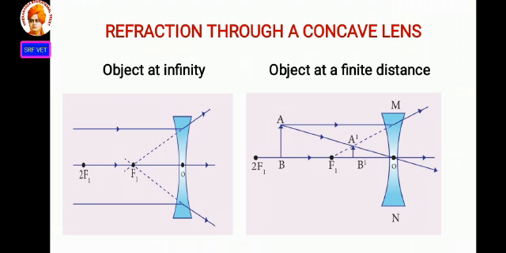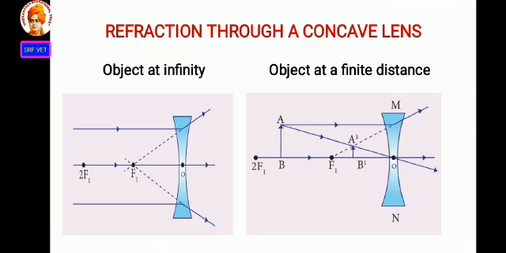Next one, refraction through a concave lens. Let us discuss the formation of images by a concave lens when the object is placed at two possible positions. Convex lens has 6 possible positions, but concave lens only 2 possible positions. First one, object at infinity. When an object is placed at infinity, a virtual image is formed at the principal focus. Size of the image is smaller than the object.